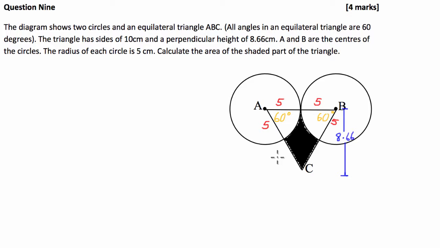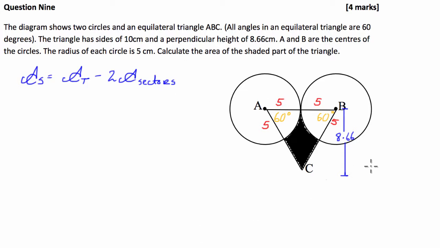So it says we have to calculate the area of the black shaded region. So the way that I'm going to do this is, the area of the shaded region, I'm going to work out by going the area of the triangle, subtract 2 times the area of each of these sectors, because each of these sectors is going to be the same. All right.